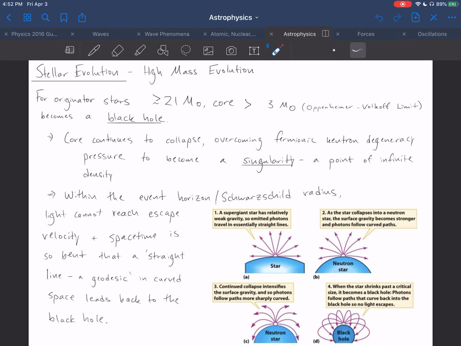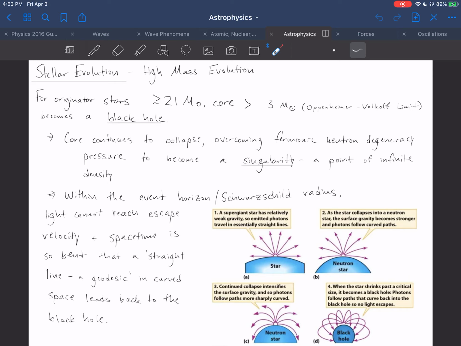So, after the core collapses in the process of a supernova, if that core is larger than 3 solar masses, it continues to collapse, overcoming the neutron degeneracy pressure we discussed in the last video to become a singularity, a point of infinite density. This particular point bends space-time, if you recall our discussion of general relativity.